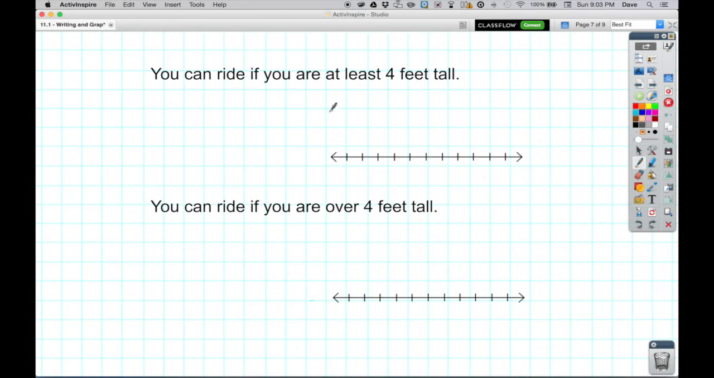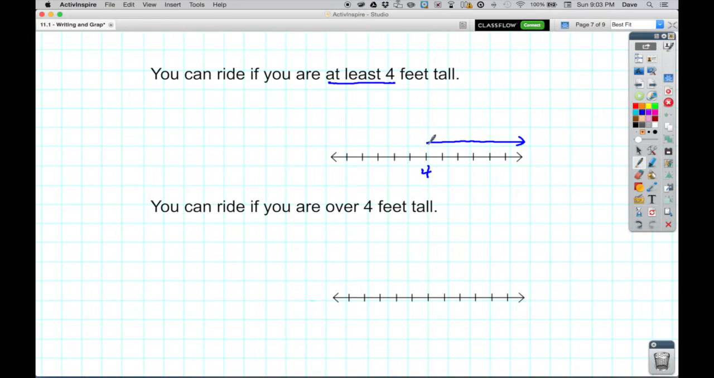All right, so now that we've seen those two examples, let's take a look at these. You can ride if you are at least 4 feet tall. What I like to think about is 3 cases. Can you ride this ride if you are shorter than 4 feet? No. Can you ride this ride if you are taller than 4 feet? Yes. So we're going to have this whole section shaded with an arrow.